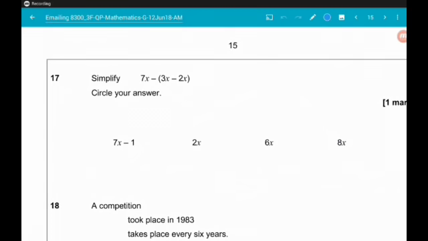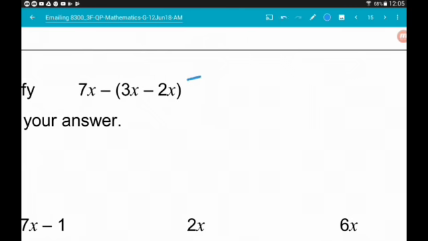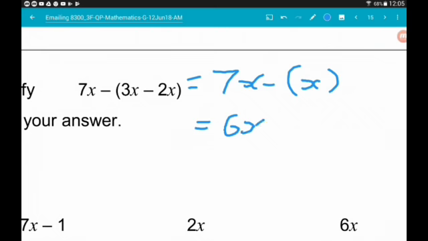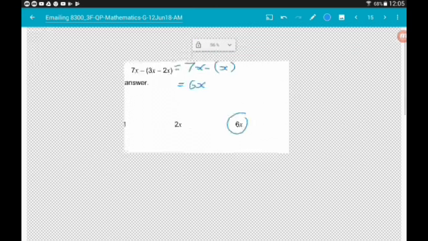Question 17 wants us to simplify 7x minus, in brackets, 3x minus 2x. So we need to sort out the inside of the brackets first. So we got 7x minus x, because 3x minus 2x is x. So we just got 7x minus x, which is 6x. So 6x is our winner.